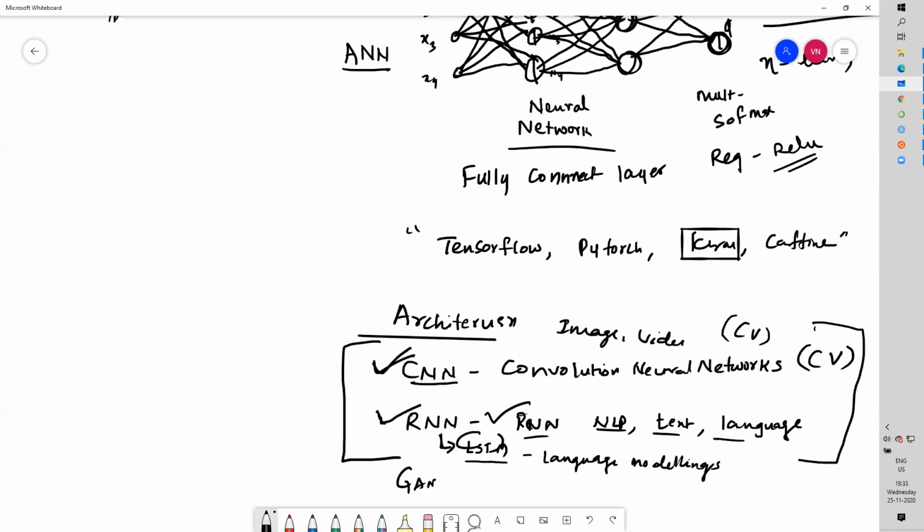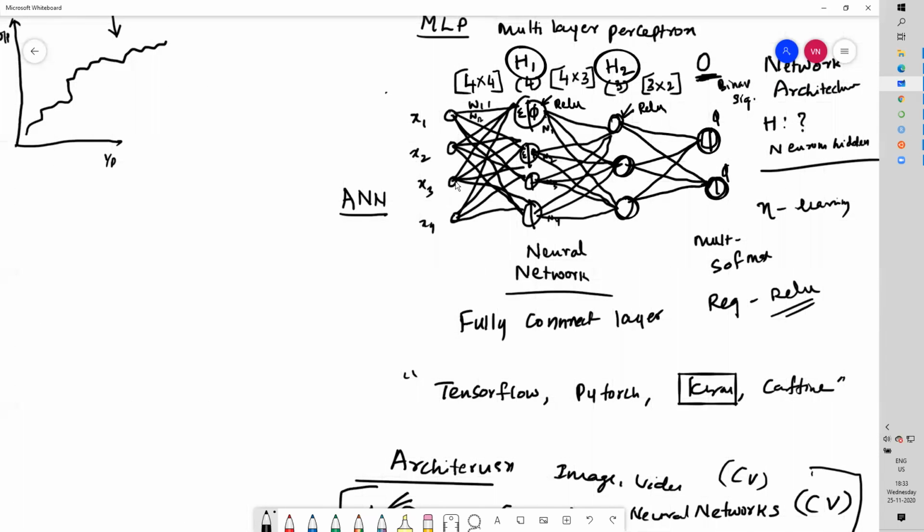ANN stands for Artificial Neural Network. So when we combine a lot of neurons, it's called an ANN. And in an ANN, these are fully connected. And that's why they are simply referred to as artificial neural network.